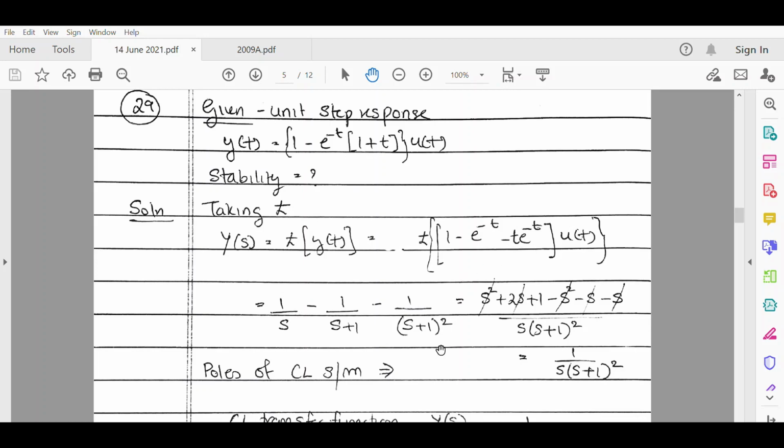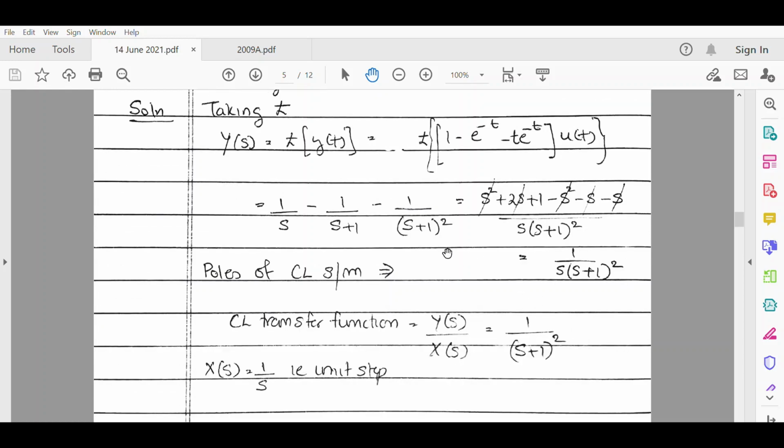This multiplication by time in time domain represents differentiation in the Laplace domain. So this is nothing but a derivative of the second term. The third term is nothing but a derivative of the second term. So we can simplify this, and on simplification we come to this result, which is y of s equal to 1 divided by s into s plus 1 the whole square.